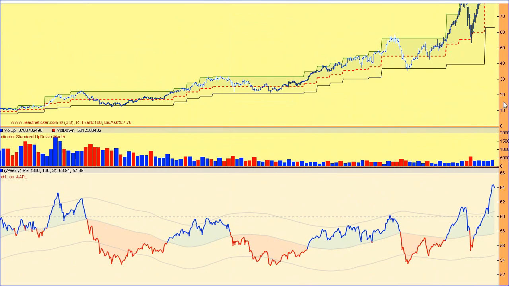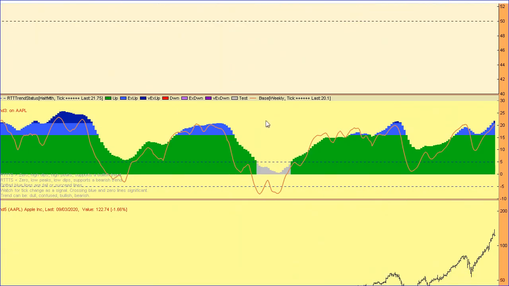And I like to throw in with that my regular RTT trend status. I have it set at half month with weekly, and this allows, as you can see here, that's a sell. That's a buy. That's on the half month. If you want to do weekly, that's a sell on the weekly.